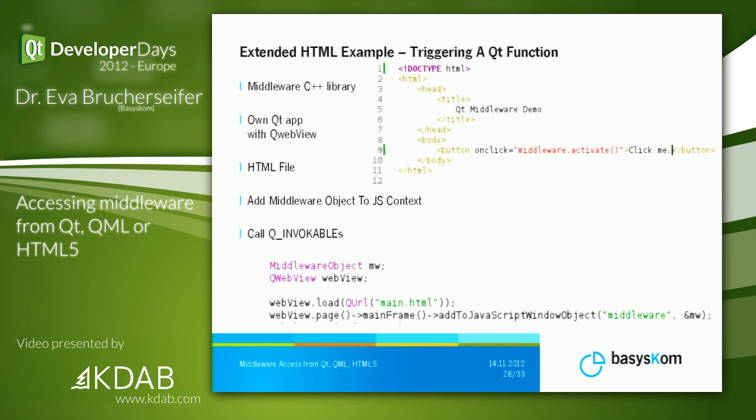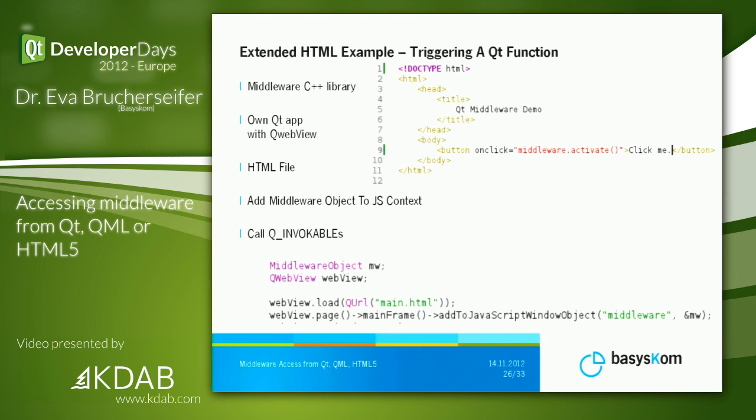Okay, this is the simple example from before. We're just activating a function from JavaScript directly in Qt. You would have the middleware C++ library or the Qt library, and you would write a Qt app with a QWebView and load this very small HTML file, where you see there's a button with an onclick handler for middleware.activate. Now, middleware is a window level object. You would have to create that, and we're going to inject that object from the Qt side into the runtime.